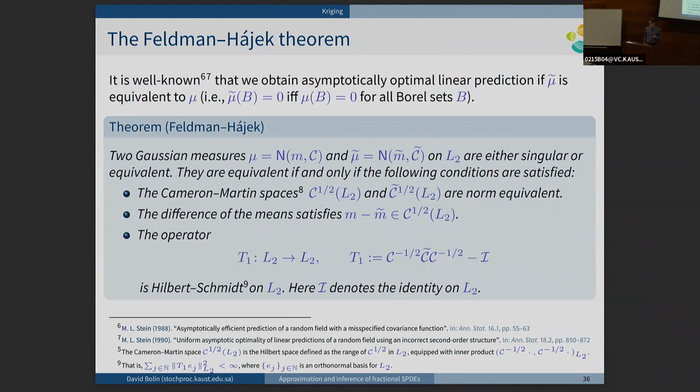The simplest case is to just take C tilde as a constant times C, because then this can never be Hilbert-Schmidt. But if you just misspecify the covariance function of mu tilde by a constant, that actually doesn't change the Kriging predictor. It's actually equal to the optimal one. So that's a nice counterexample that shows that these conditions are too restrictive if we want to look at this Kriging problem.